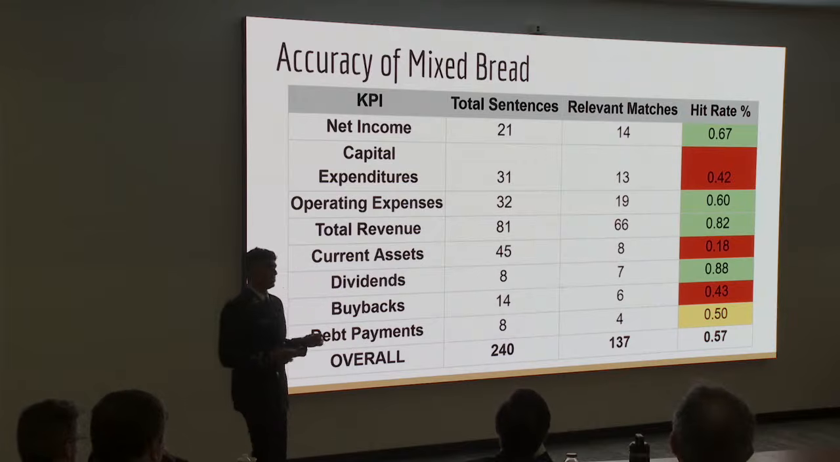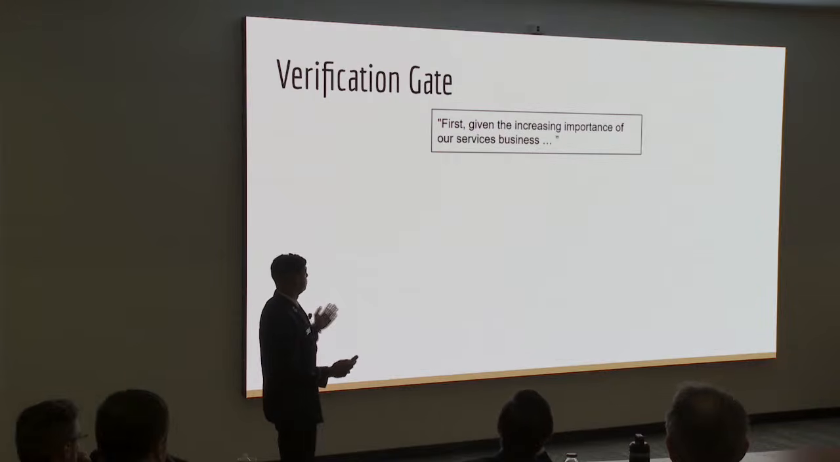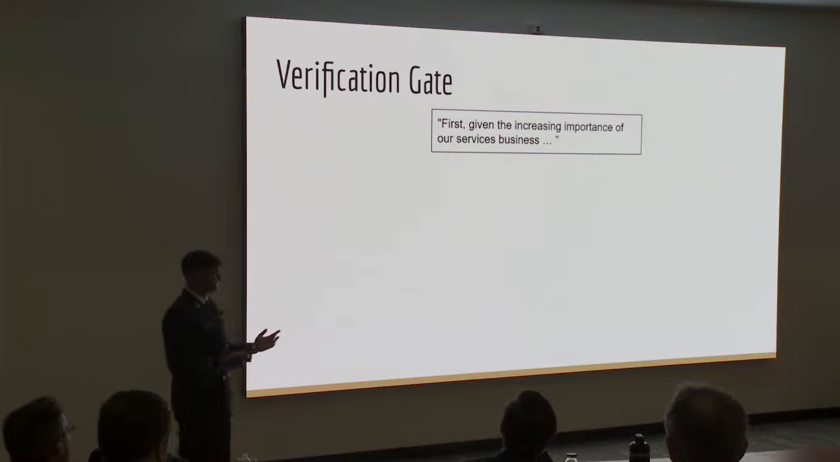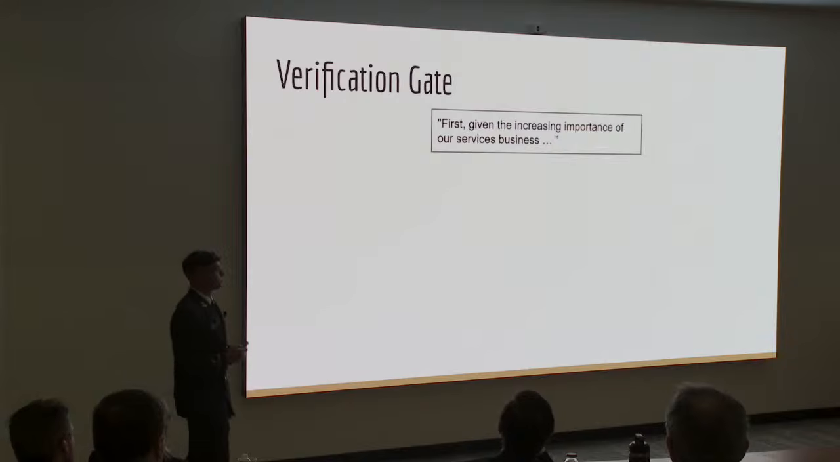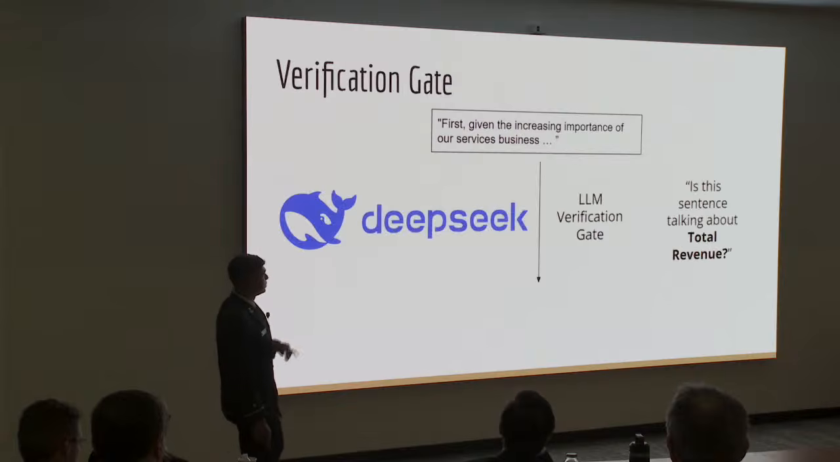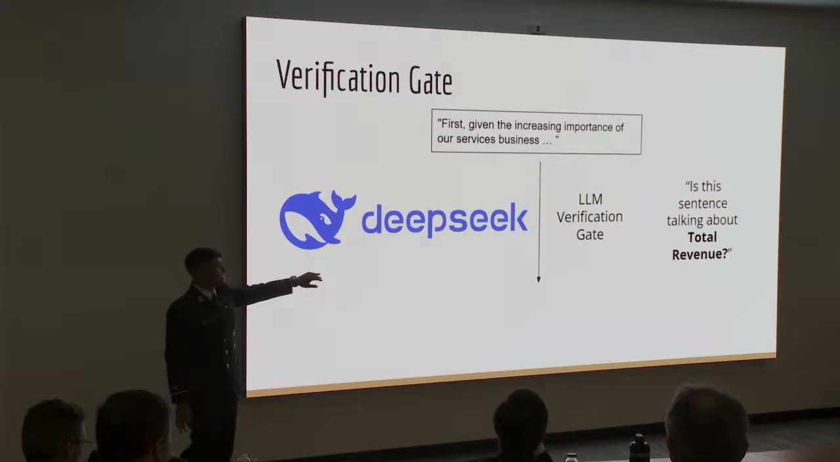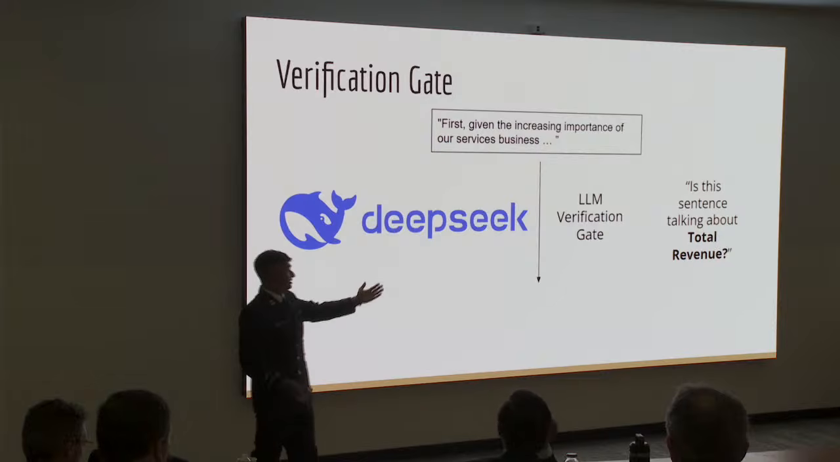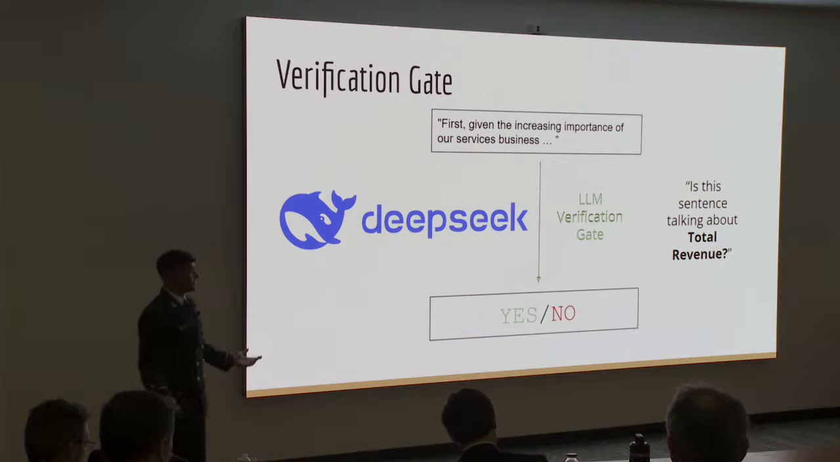But what we decided to do was create another verification gate to make sure that the sentences we were pulling were pretty decent. The way this works is, we take one of the sentences we found in that 2018 quarter 4 transcript and put it once again through a large language model verification gate, where we ask, is this sentence talking about total revenue? And the large language model will return a yes or no. And in this case, it's going to be a yes.